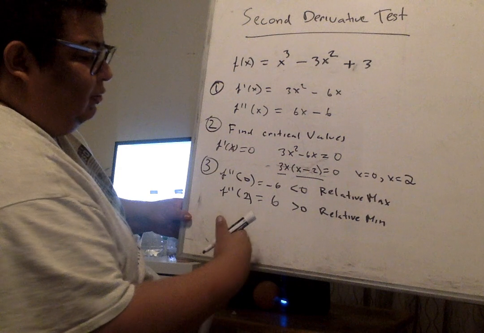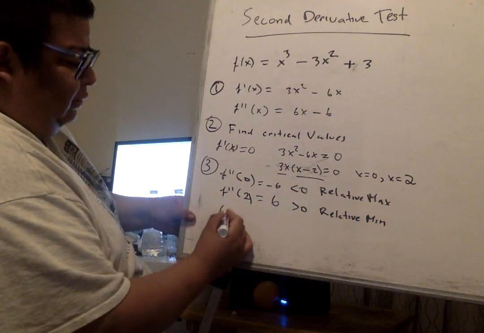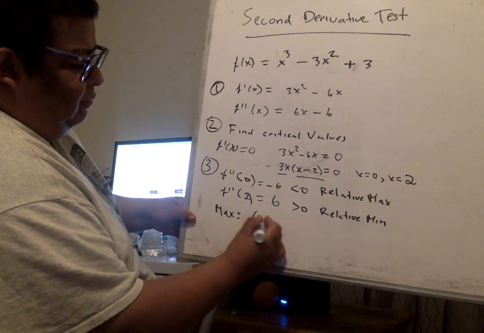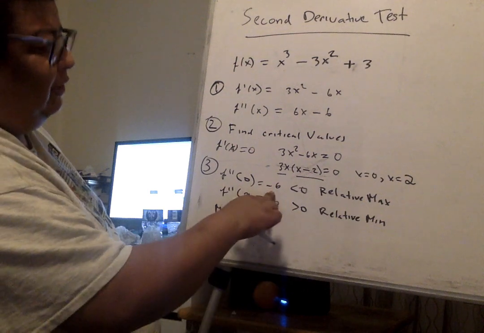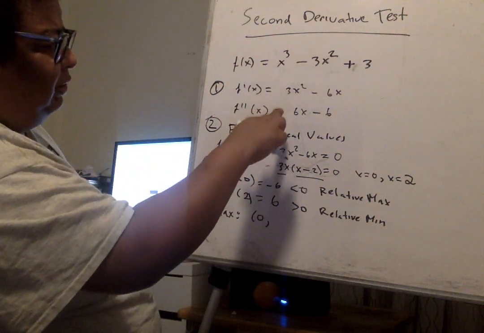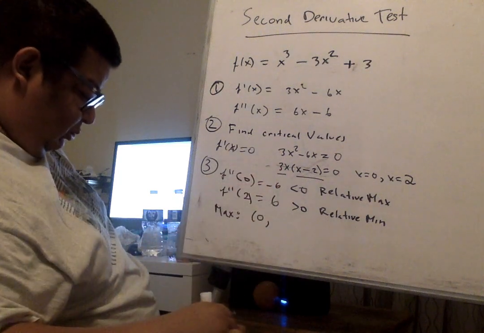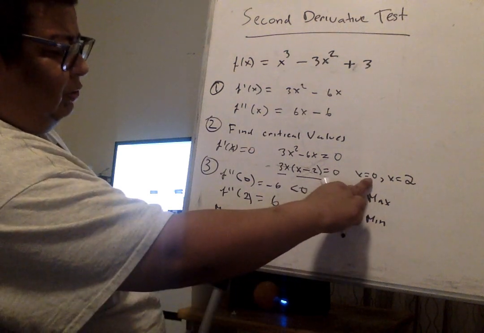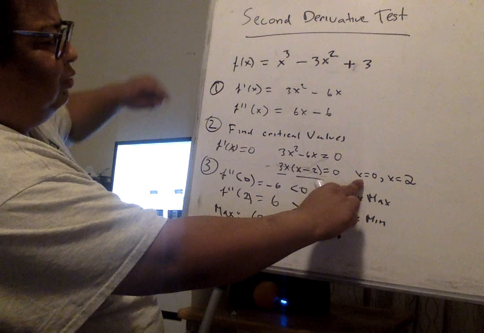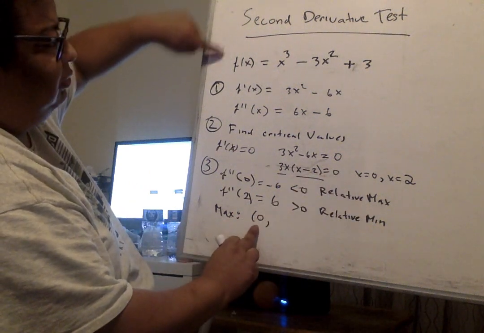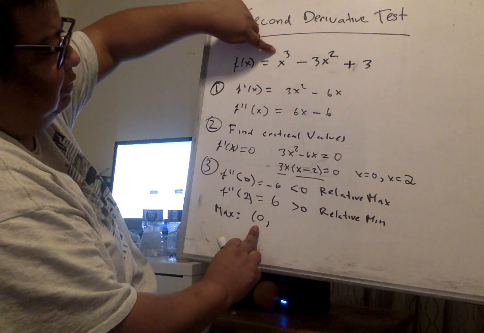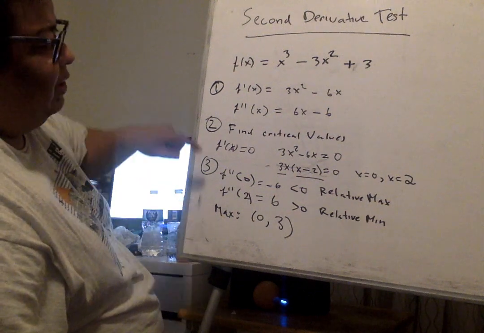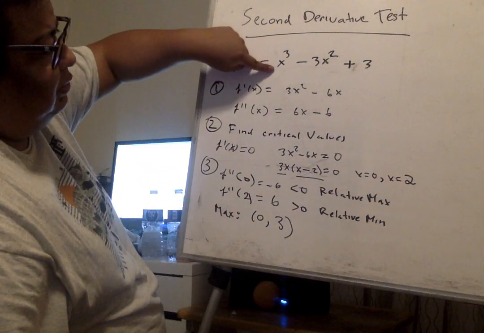So to find the relative max, we plug the critical values into the function, not into the second derivative. So we plug in 0 here, that's gonna give us 3, so 0 comma 3 is the max. Okay, let's check 0, 3.